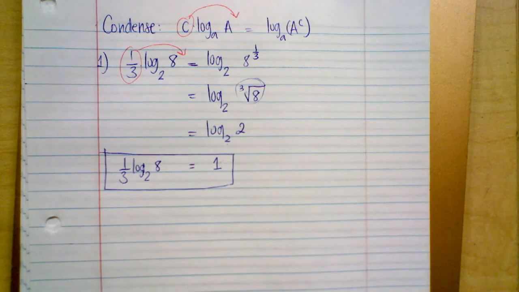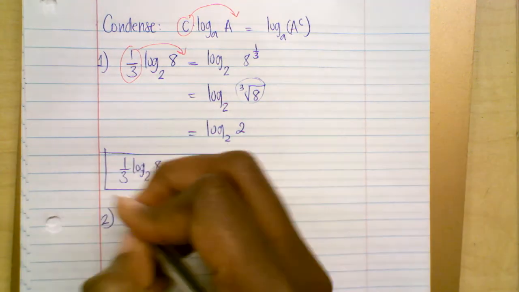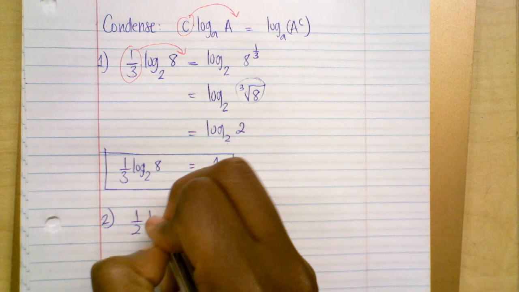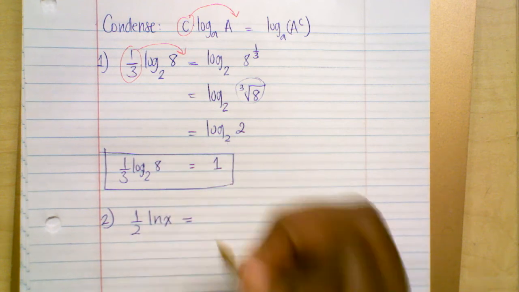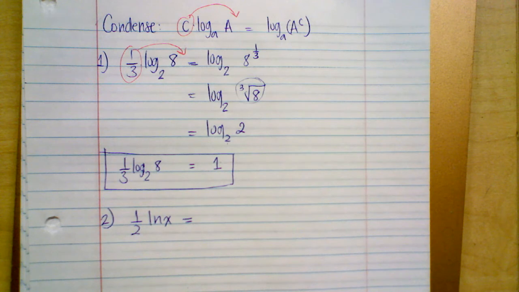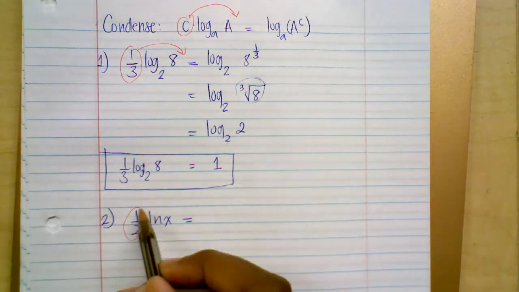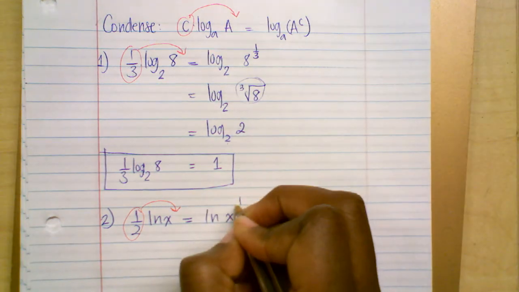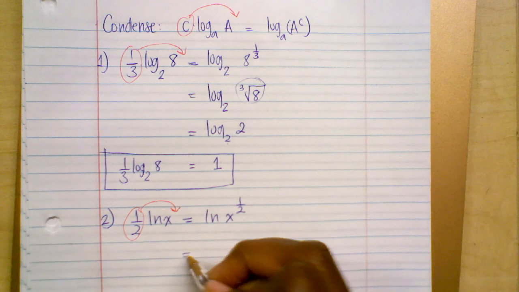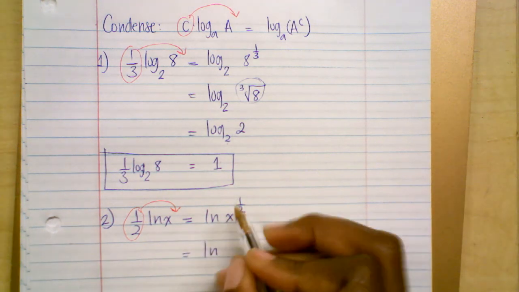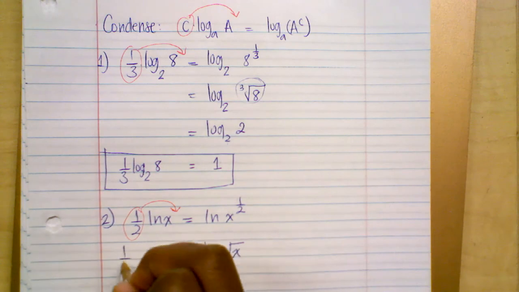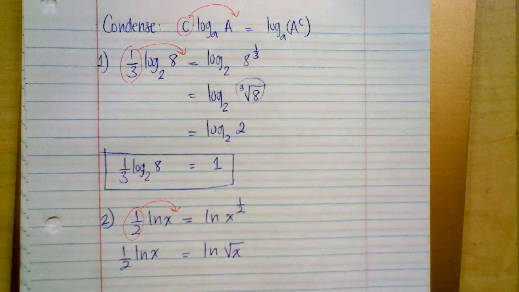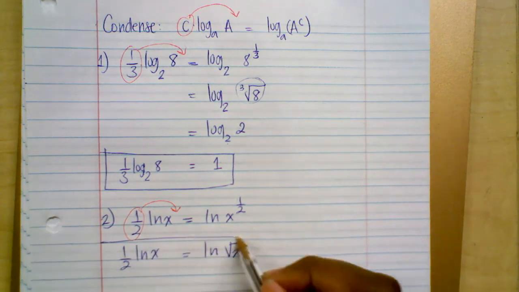Okay, so let's move on to number 2. You have 1/2 of ln of x. How would you do this? If you want to condense, you see a number in front of a log, so you take that number and write it as an exponent. So it should be ln of x to the power of 1/2. And we know that the power of 1/2 can be written as the square root. So the final answer is 1/2 of ln of x equals ln of square root of x. That's it.